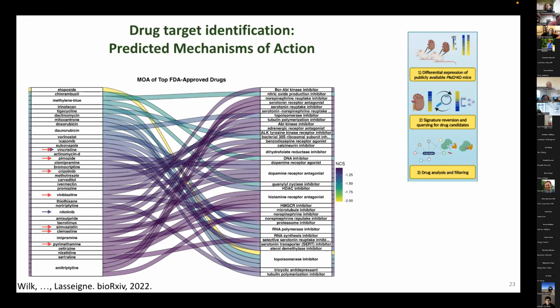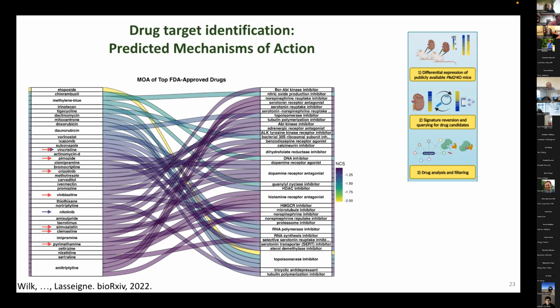And this is called an alluvial plot. And so the drug is on the left here. And then these colored lines represent how much of the profile that drug was able to reverse. So the hotter or more yellow the color, the better the job that drug does of reversing the profile, and they flow over here so you can see the different mechanisms of action for which those drugs are FDA approved. And so remember here, this is based on the pre-cystic profile.